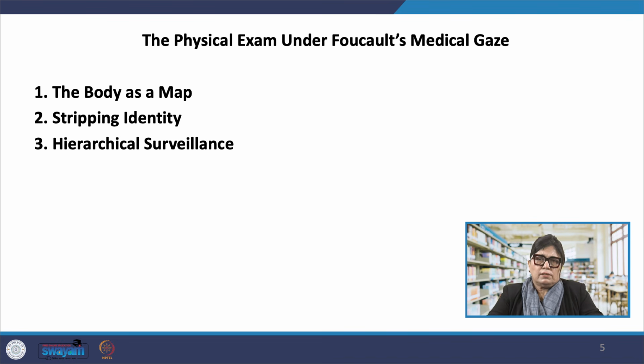Hierarchical surveillance. The exam establishes a power dynamic where the practitioner is the active observer, the holder of knowledge, and the patient is the passive object being observed.